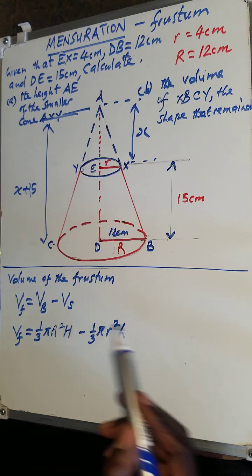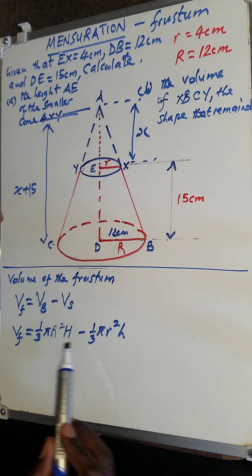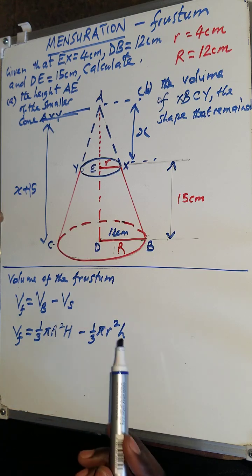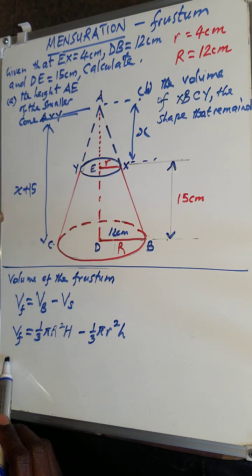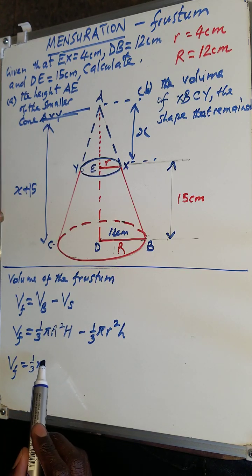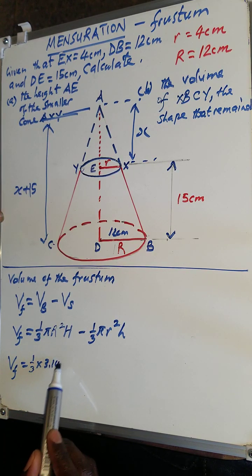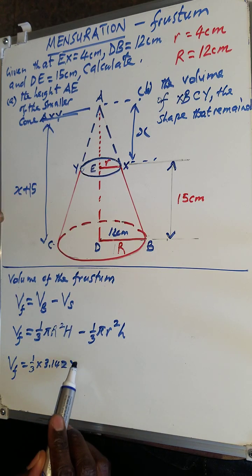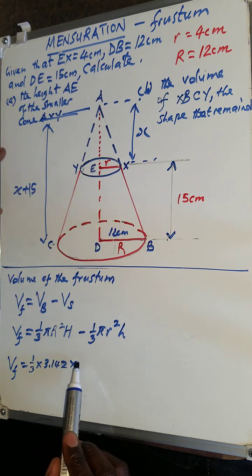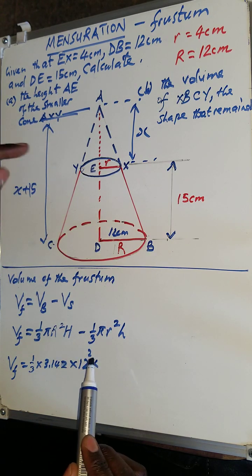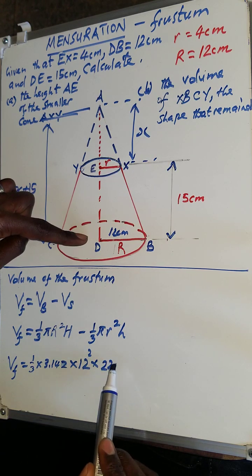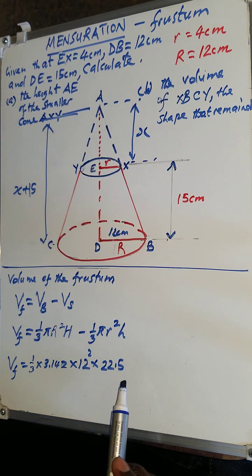Of course, you can try to work this out. If you want, you can simply factorize that. There's basically no problem when it comes to that. But what we can do is just work it out. It is going to be 1/3 multiplied by pi, which they have given us as 3.142, multiplied by the radius of the bigger cone, which is 12, raised to the power 2. And what was the height A to D? Remember, we got that one as 22.5, so it will be 22.5.